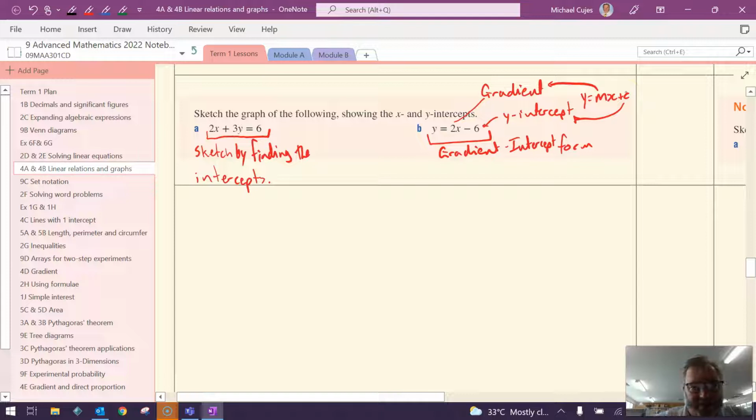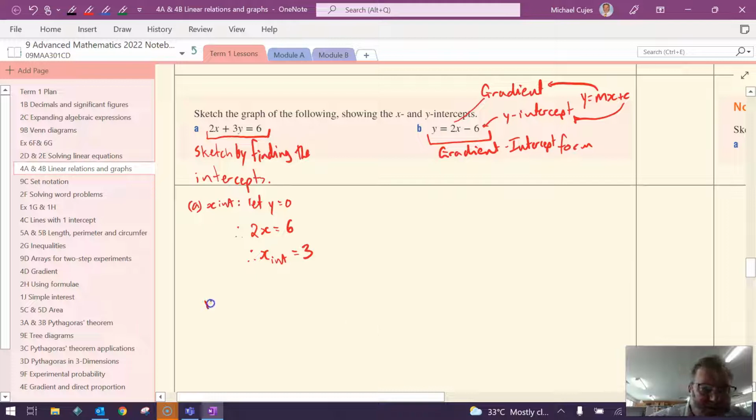How do we go about sketching these? So for the first one, to find the x-intercept, I'm going to say let y equal 0. Therefore, I know that 2x is going to equal 6, because 3 times 0 was 0. When I let y equal 0, that other term is now 0. Sometimes I like to write a little subscript there to remind myself that it's the intercept. When I divide each side by 2, I'm going to get the x-intercept equals 3.